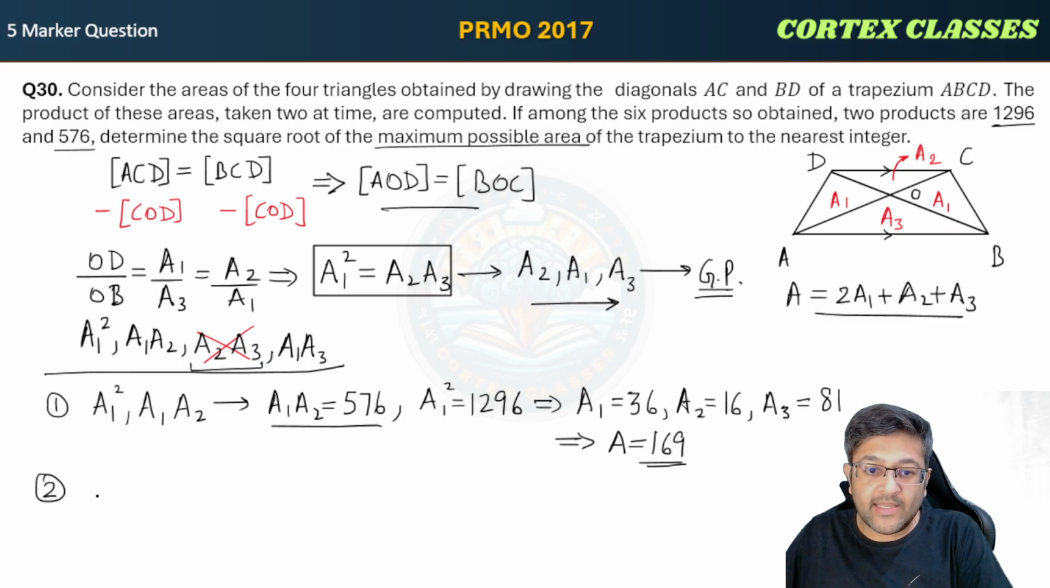Second case guys, next let us take A1 A2 and A1 A3. Since we have taken that A2 is smaller than A3, or A3 is bigger than A2, the smaller value A1 A2 has to be again 576.